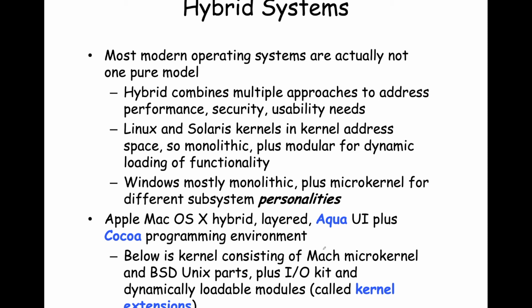And so Windows is mostly monolithic, but it also uses a microkernel. So this idea of services for certain types of operations. And these operations are subsystems called personalities in Microsoft Windows. And then Apple uses a hybrid for OS X. It's layered in one part, but it also uses microkernel parts of Mach for certain operations. It also uses them for certain other services like the I/O kit. It does dynamically loadable modules, and in the Mac OS world, it's called kernel extensions.